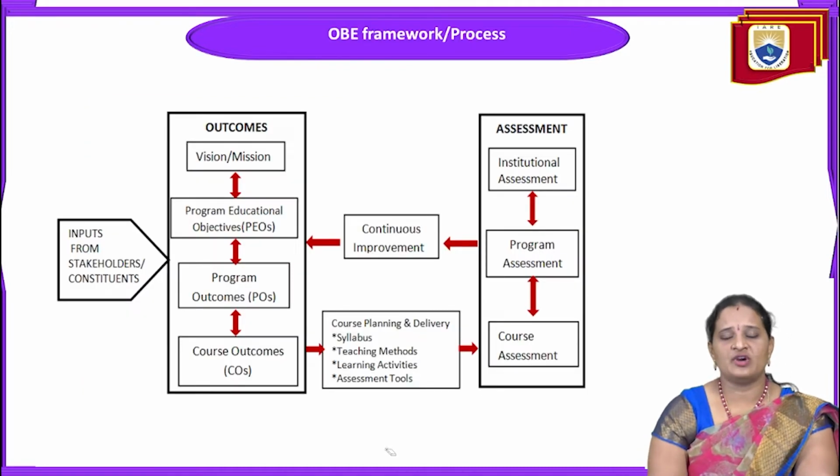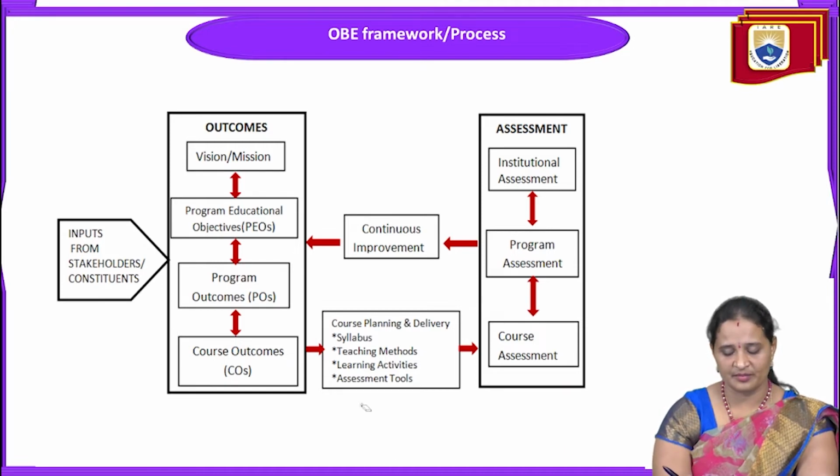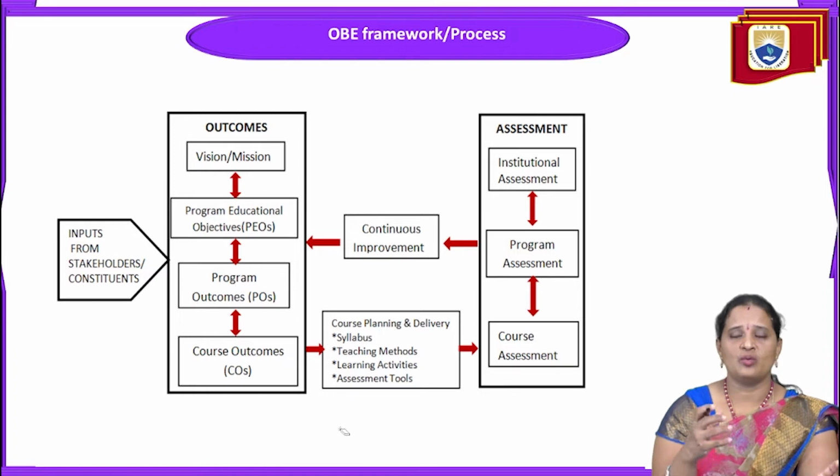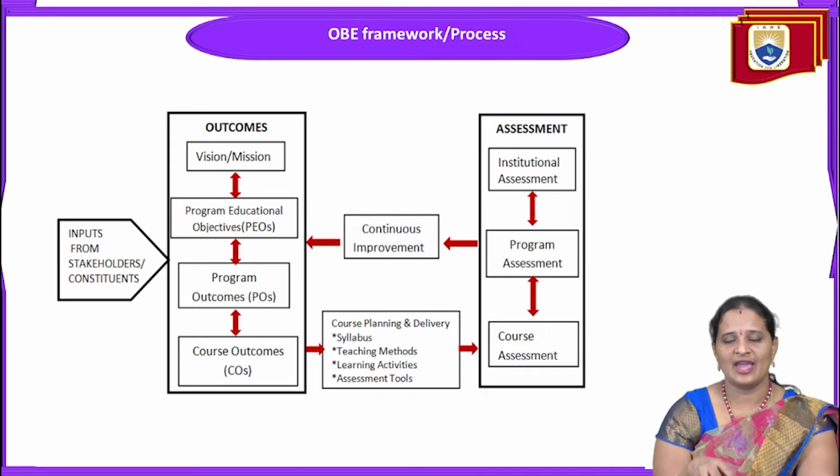So what is the framework of outcome based education? This is the framework. Basically, all the institutions will take some inputs from the stakeholders, based on which the vision and mission of the institution will be set. And then the program educational objectives. What are the major program educational objectives? Those are also set at the institutional level.